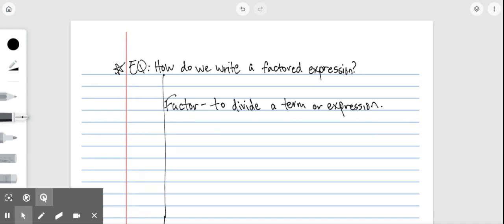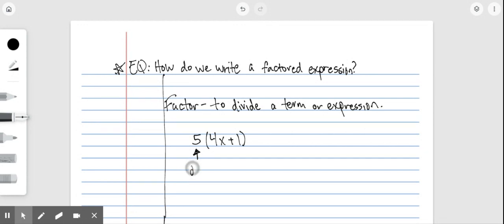So you can factor a number, you can factor a number with a variable, or you can factor a full expression. So when you factor an expression, you get a number on the outside, let's say like 5, and you get some numbers on the inside, 4x plus 1. Okay, this number on the outside is the term, or the number that we could divide by. This is the divisor. Okay, this is what we factored out.